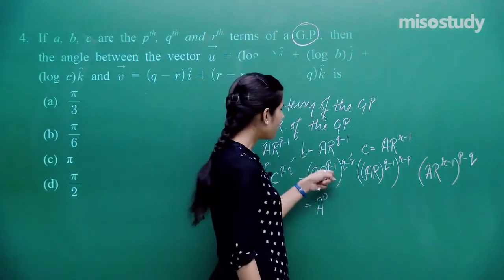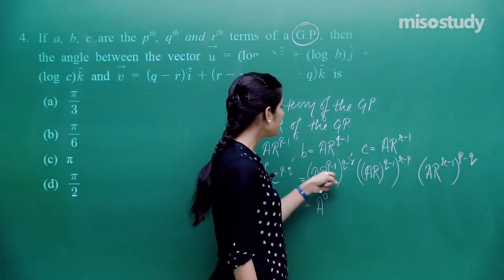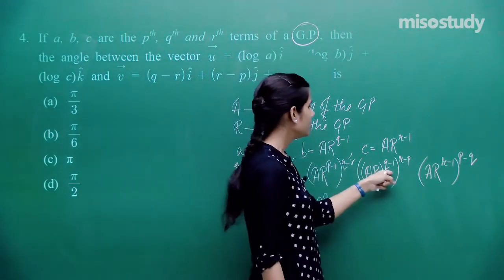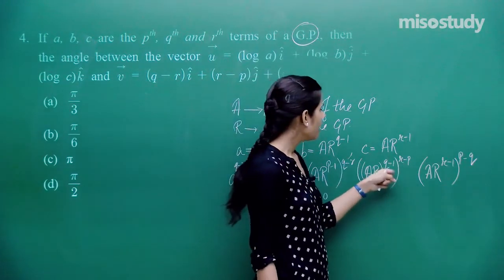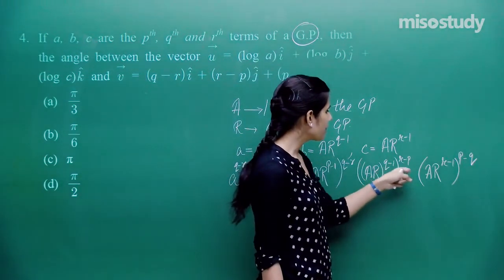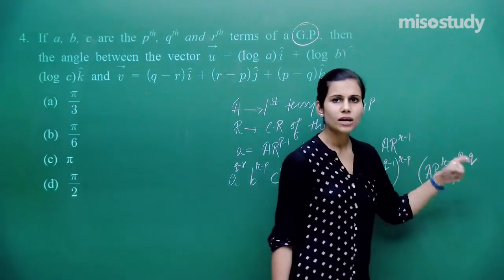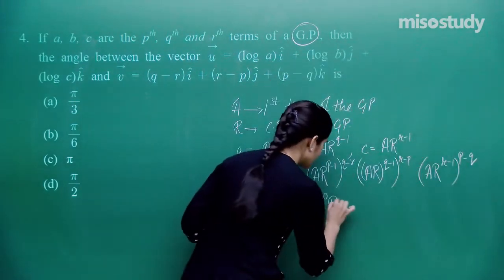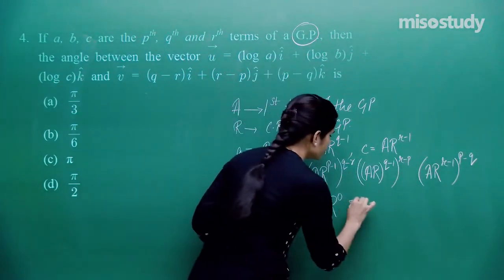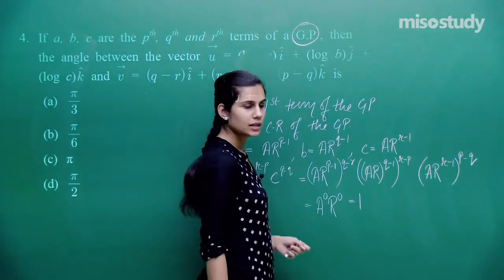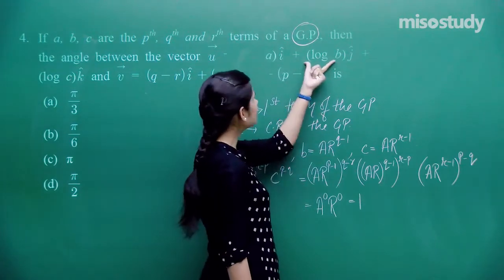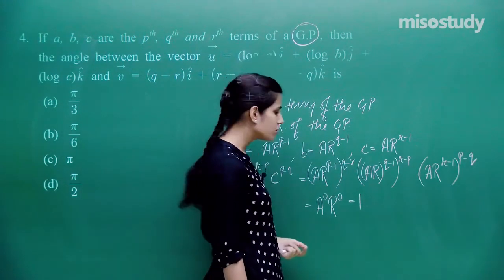Similarly, you get r to the power pq minus pr minus q plus r plus qr minus qp minus r plus p plus rp minus qr minus p plus q. Everything will be cancelled. You will get r to the power 0, which is 1. Now, obviously, the question itself is talking about the very inclusion of log.